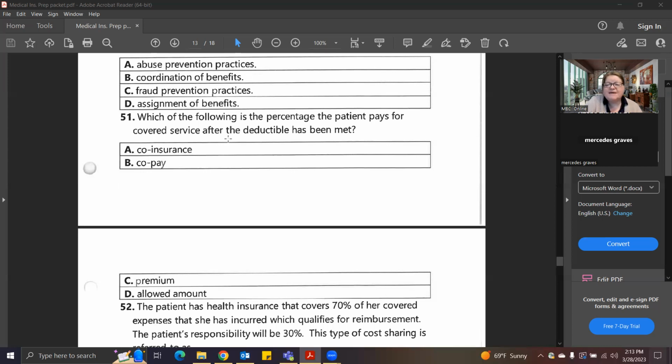Right. It's going to be A, coinsurance. When they talk about like an 80-20 plan or a 60-40 plan or something like that, that's your coinsurance. That's what the insurance is responsible for and what the patient is responsible for. The coinsurance.